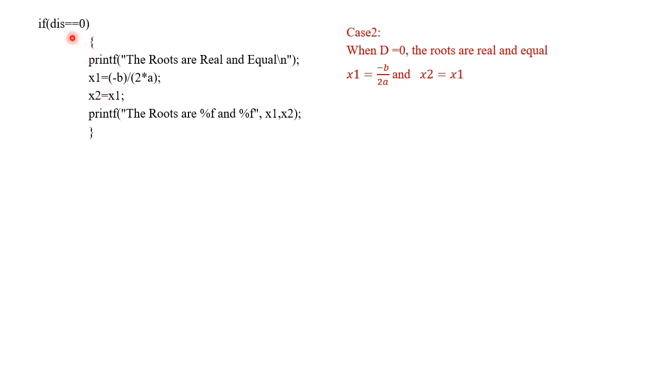Double equal means logical equal. Whether they are equal or not is tested here. So if discriminant is double equal to 0, that means whether this discriminant is equal to 0, then these things will be executed. So when discriminant equals 0, the roots are real and equal will be printed. And x1, x2 will be calculated and the final result, the roots are percentage f and percentage f, x1 and x2, the same will be printed here.